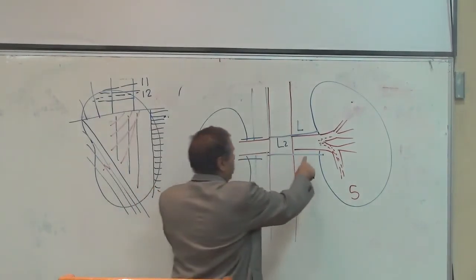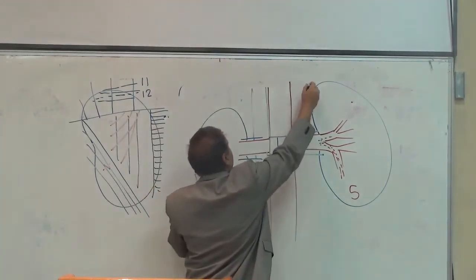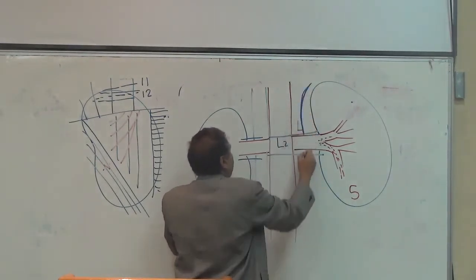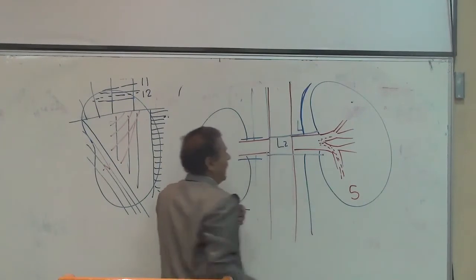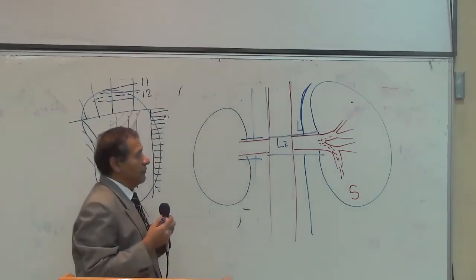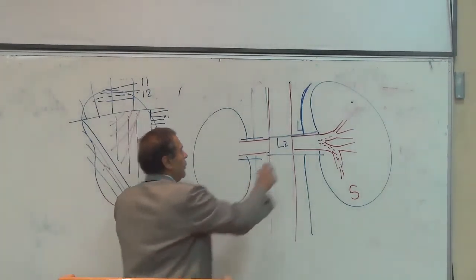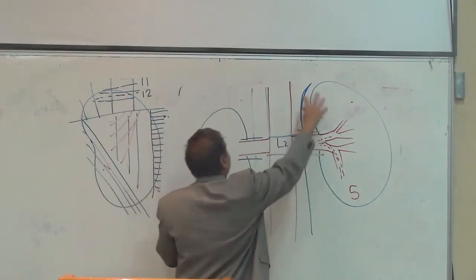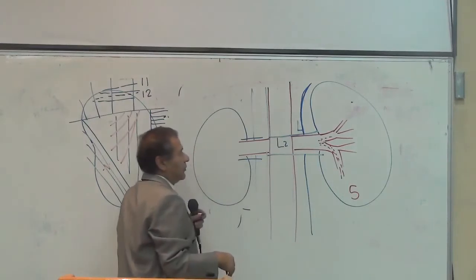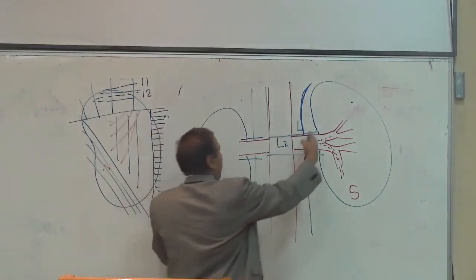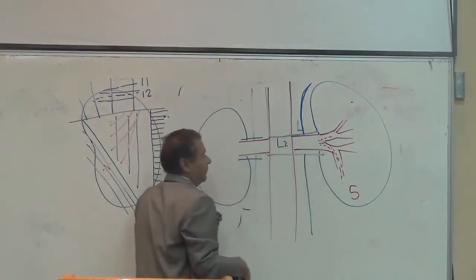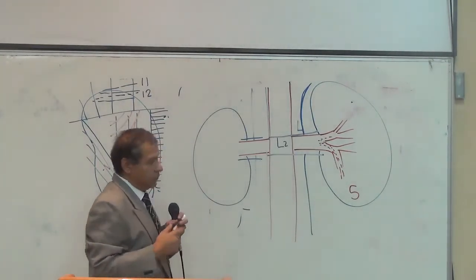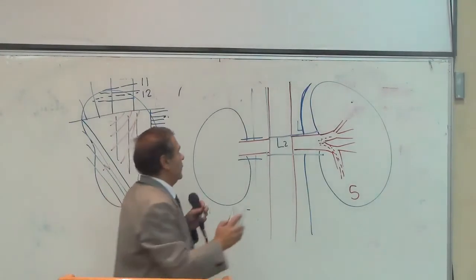The left renal vein drains the left suprarenal vein, and it drains also the left gonadal vein. The left renal vein is longer than the shorter right. This is why the left kidney is more suitable for renal transplant, because it has a longer renal vein. This is concerning the vasculature of the kidney.